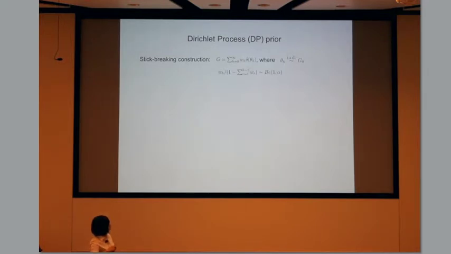So here I give you the constructive definition. G follows the DP prior. So we can say it's a mixture of some point masses. Here delta is a point mass function. And we draw some independent samples theta_h from a known distribution G0. In non-parametric Bayesian context, we call this G0 the base measure. And we randomly sample some points from this measure, and then we generate some weights.